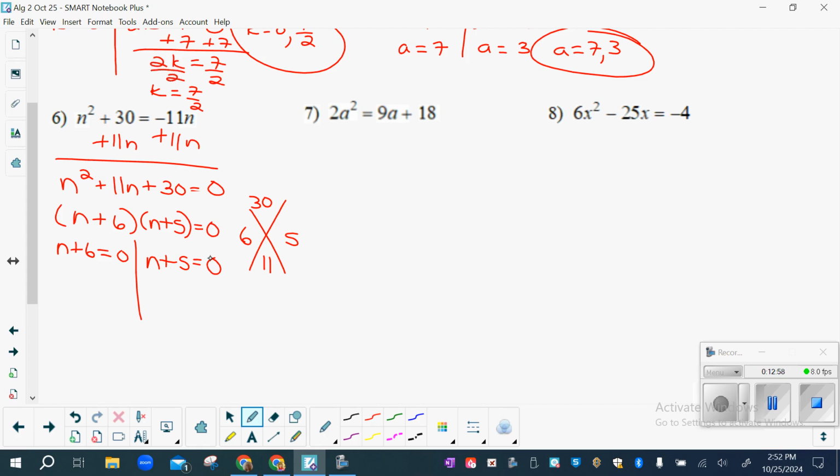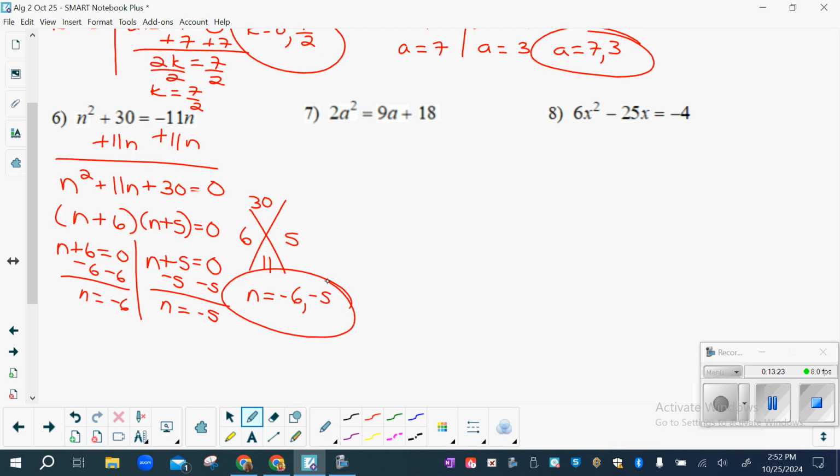I have a question. Do we have to show that on the test? Like, would we have to show that part, or can we just go straight to the answer? I don't recommend that you just go straight to that, because I have students that make mistakes a lot. That's my answer to it. So n equals -6 and -5.